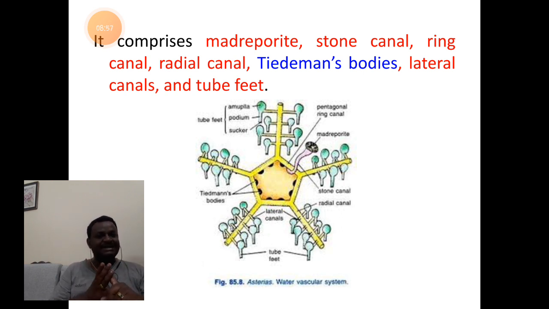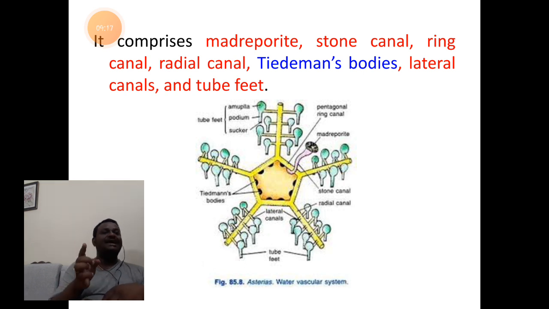The third part is the ring canal. The fourth part is the radial canal. The fifth part is the lateral canals. And the sixth part is the tube feet. So these six structures together correspond to the actual water vascular system of the organism Asterias.